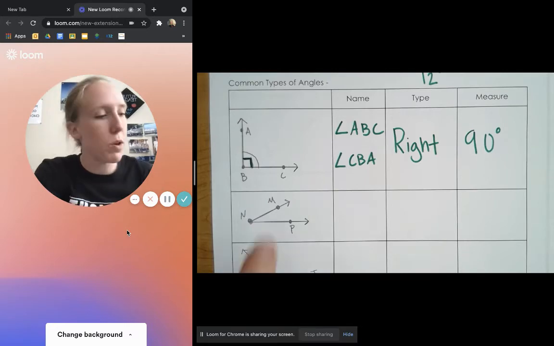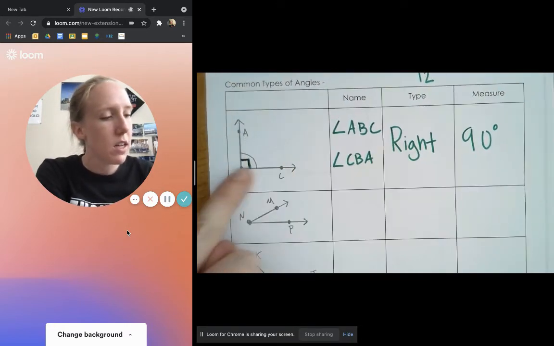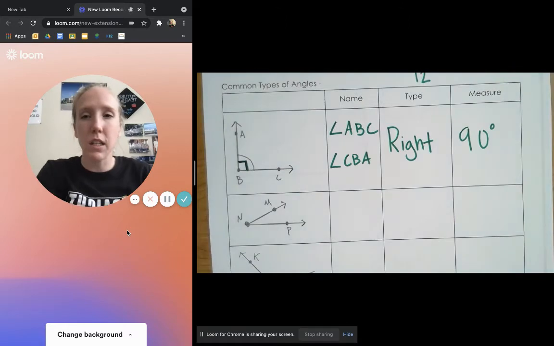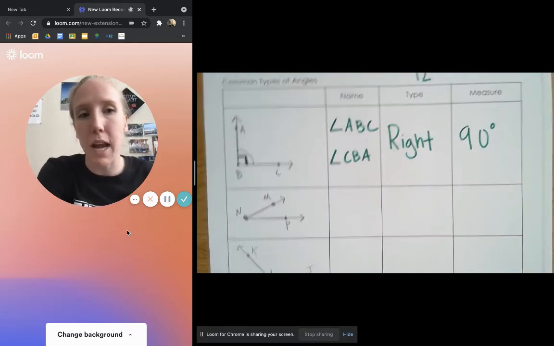Okay, that's really important to know. When you see an angle like this that looks kind of like a perfect little side of a square, that's a right angle and it's 90 degrees.